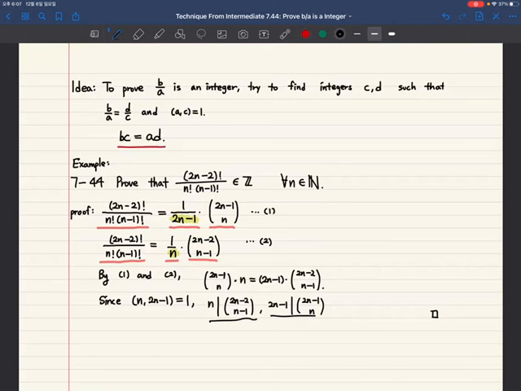But then we also know that a and c are relatively prime, which gives us that a divides b, which is equivalent to b over a being an integer. So when we are making these proofs, we try to think of these integers c and d such that these conditions are satisfied.